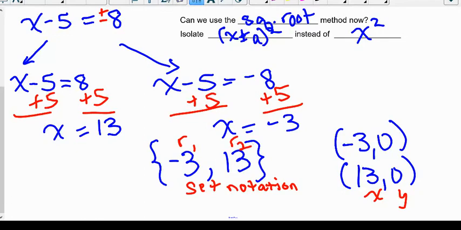Okay, well, that's just some pre-thinking to get us started with this next lesson about solving, still using the square root method. It's just that we're going to use it with vertex form.